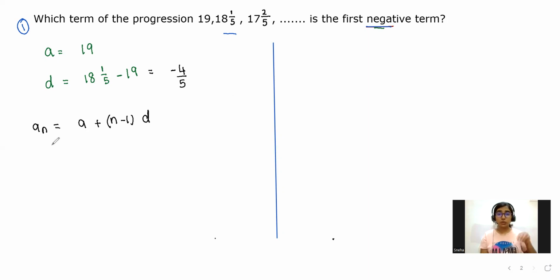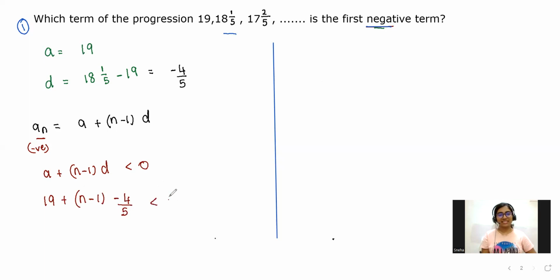So what I would do is, we don't know this term value. I don't know if it's minus 1, minus 3.5, but for sure, they're asking me to find the first negative term. So I know this value will be less than 0. So I could write it as a plus n minus 1 into d should be less than 0. I know the values of a, I know the values of d. We could substitute it and directly find the value of n. Shall we try this one? So substitute the value of a, 19, plus n minus 1 into, what is the difference? Minus 4 by 5 is less than 0.